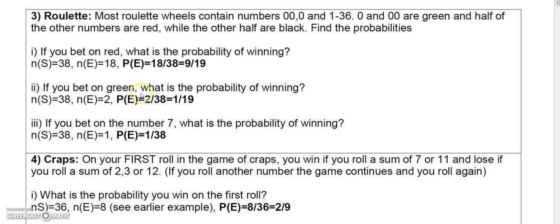Now if you bet on green, what's the probability of winning? Well, there's only 2 green out of 38, so the probability would be 2 out of 38. Now if you bet on the number 7, what's the probability of winning? Well, then you would only have a 1 out of 38 chance of winning, because 7 is just one of the 38 numbers.